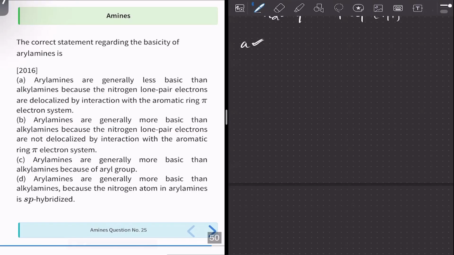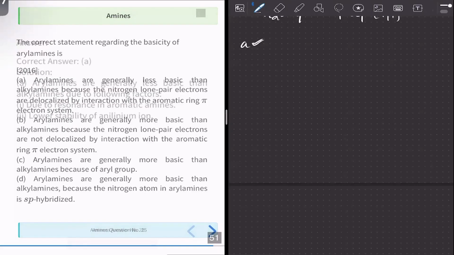But let's read out the other options also. Aryl amines are generally more basic than alkyl amines. It is false in the first line only. Aryl amines are generally more basic than alkyl amines because the nitrogen atom in aryl amines is sp hybridized. It is also not correct because it says aryl amines are more basic than alkyl amines. It is also not correct.